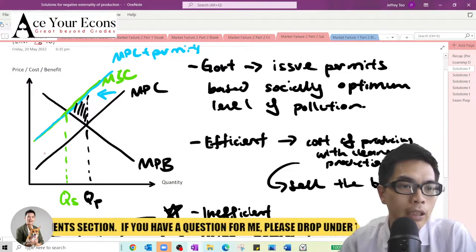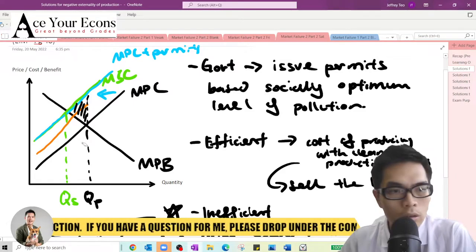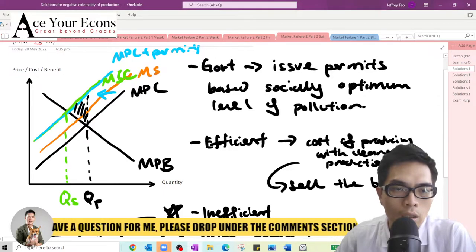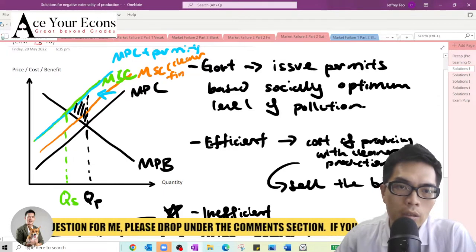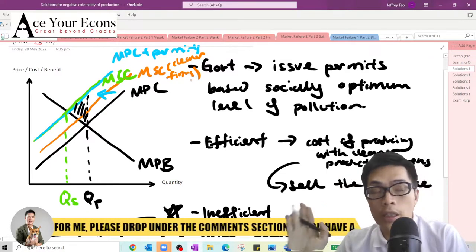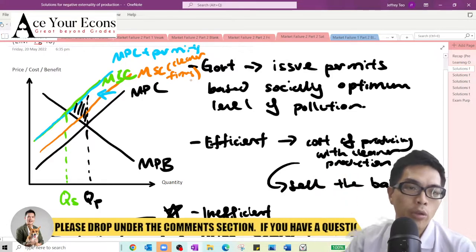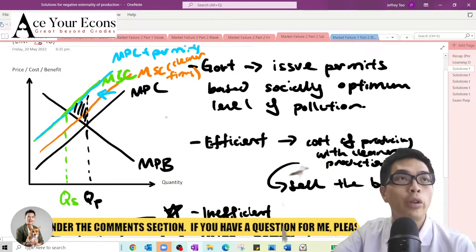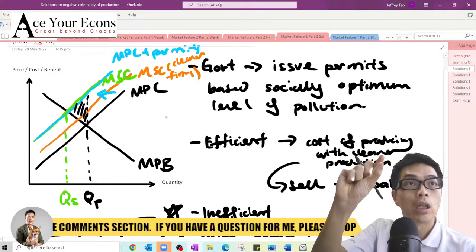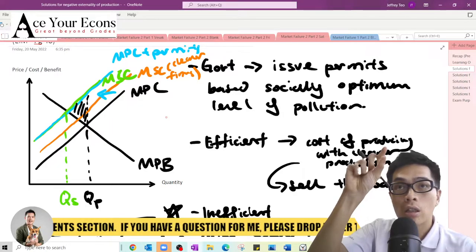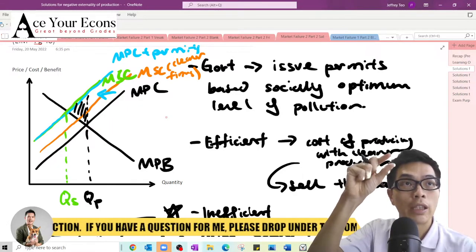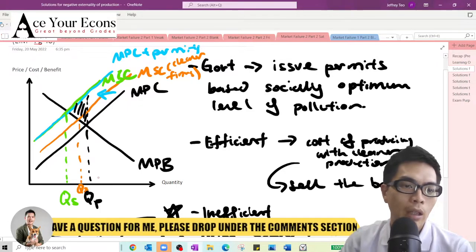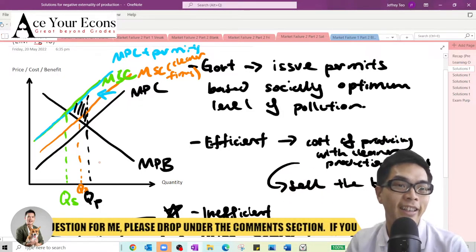So for cleaner firms, this is how it looks like. The MSC is actually going to be closer to MPC. So you do not need to illustrate this in drawing. I'm just drawing this to help you to understand. Because they adopt a cleaner production means, they have a lesser carbon footprint, for instance, the external cost will be lowered. And when external cost goes down, then the gap between your MSC and your MPC will be lesser. And you are going to produce closer to the socially optimal level. See? Your socially optimal level actually moves rightwards for cleaner production.